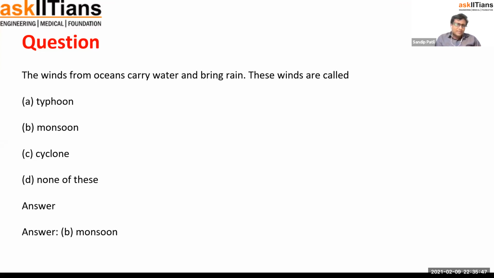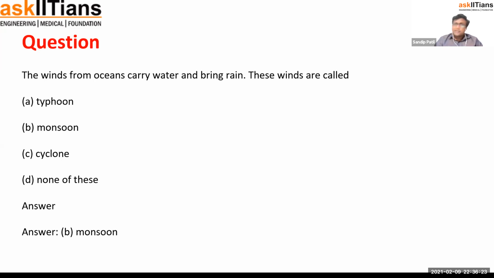Okay. So let's see some questions on this session. So first question says the winds from the ocean carry water and bring rain. These winds are called, right? Now typhoon. So what is typhoon? Typhoon is nothing but a name given to the cyclone. So in India we call it a cyclone. In the US they call it a hurricane. In Japan it is called typhoon. So every country has given a different name to the cyclones. Right? We do call it cyclones, right? So typhoon is a name of cyclone, you can say.